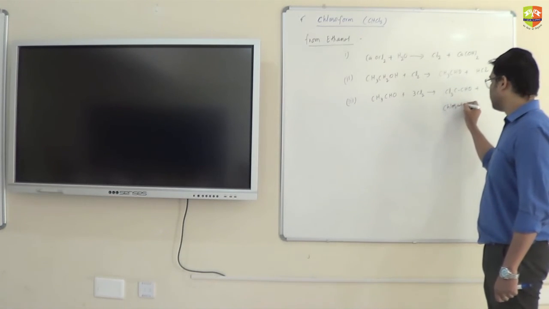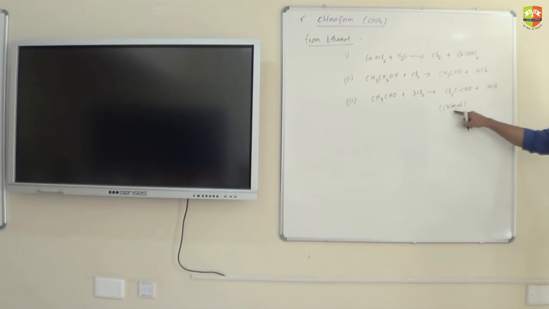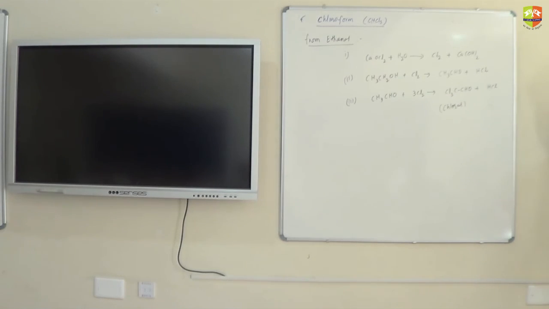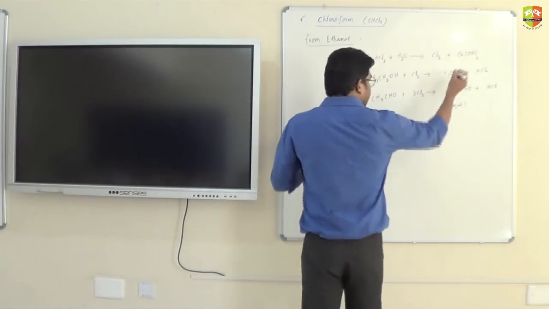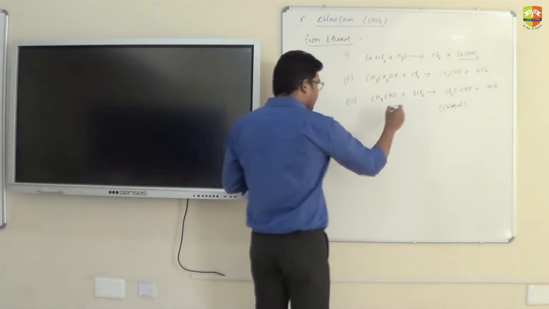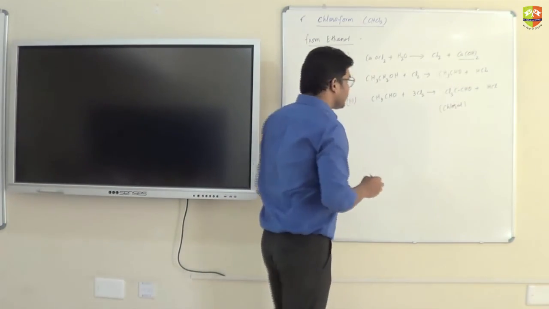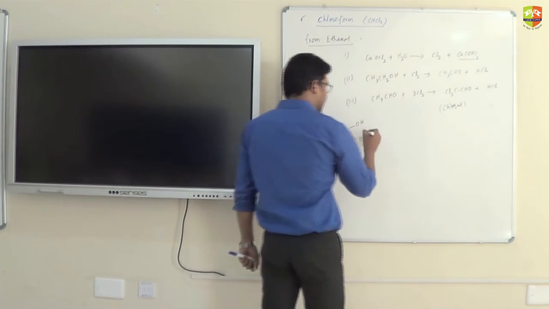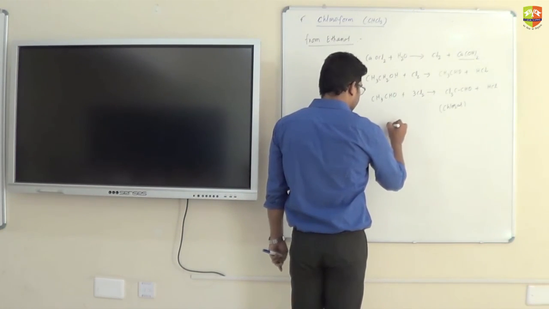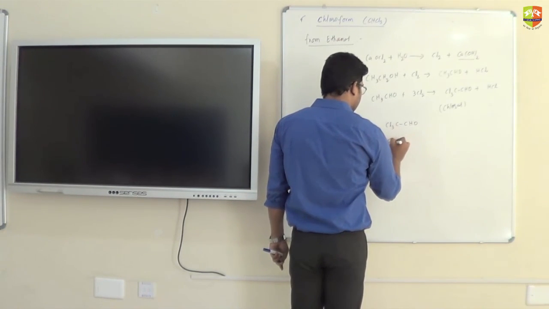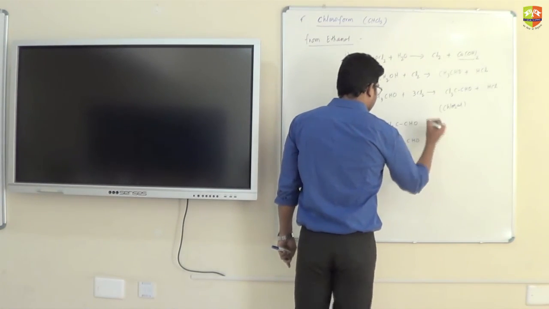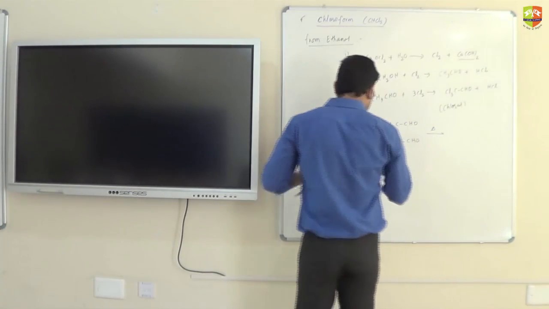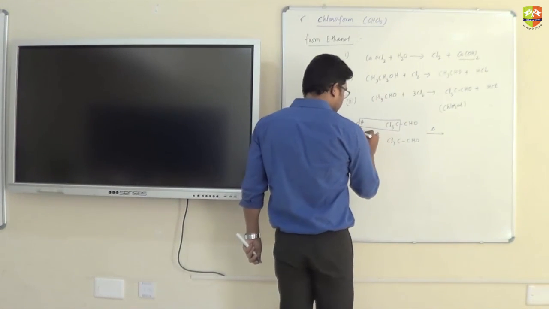Chloral, chloroaldehyde, that also we call it. In short, it is chloral. CCl3CHO is chloral. Now, this is allowed to react with slaked lime, the first product that we get. So we take 2 moles of chloral and 1 mole of slaked lime, Ca(OH)2. What we get here, you see this H and this CCl3 combine.